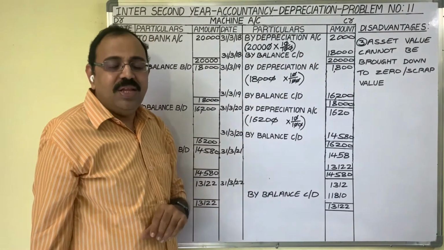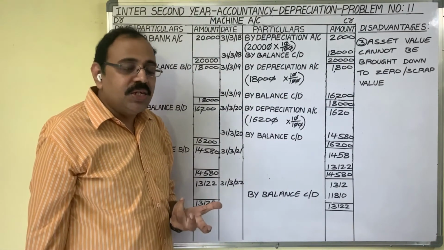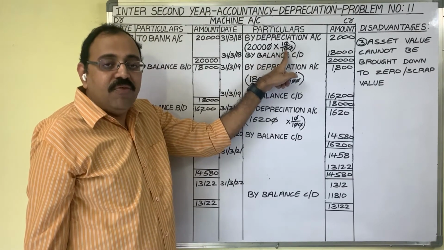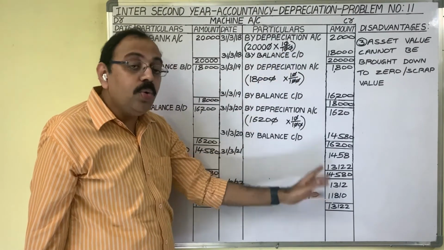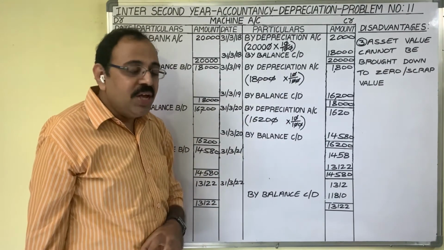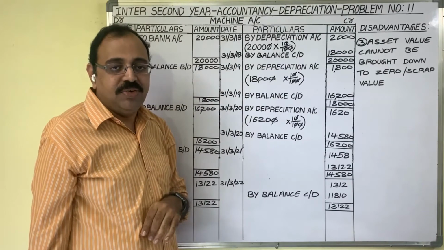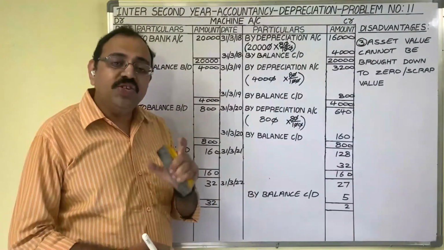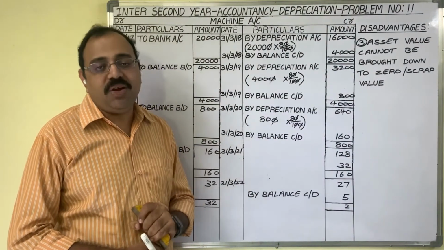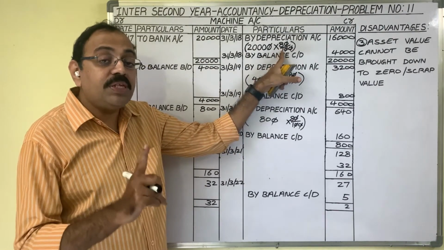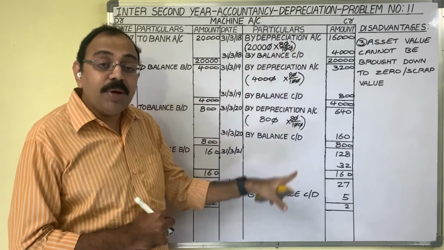Thus, we cannot bring the value of the asset to 0 or scrap value at the end of its life. Then what to be done? At least, if you charge a higher percentage of depreciation, we can bring this value to a lesser amount. Means, we can minimize this disadvantage up to some extent. For example, suppose instead of taking 10% as the rate of depreciation, we are taking 80% rate of depreciation per annum. Then what happens to the asset account?